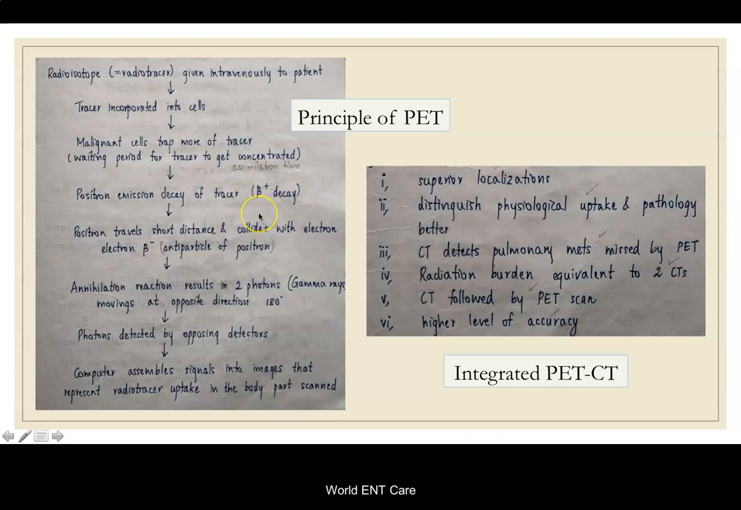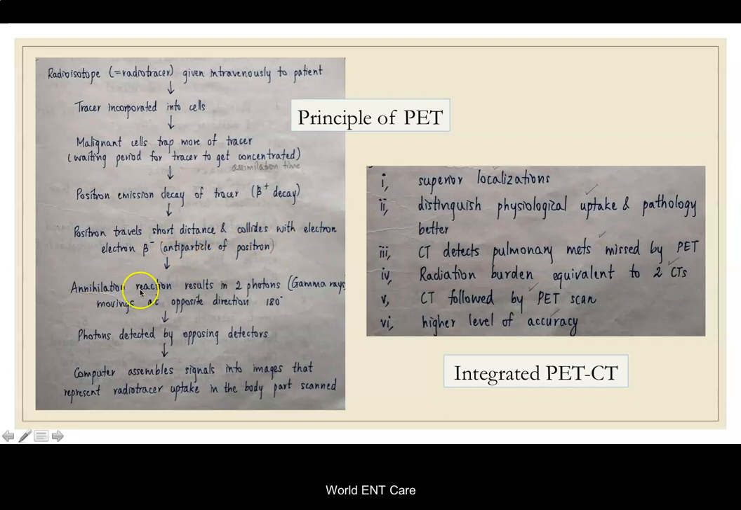Beta plus is a symbol for positron. The positron after decay travels a short distance and collides with an electron. Electron is beta minus, the antiparticle of positron. Remember, electrons and protons are not antiparticles. Proton has a weight. It has an atomic weight. Whereas electrons and positrons do not have any weight. Electrons and positrons are antiparticles of each other. So the positron travels a short distance and collides with an electron, beta minus, its antiparticle.